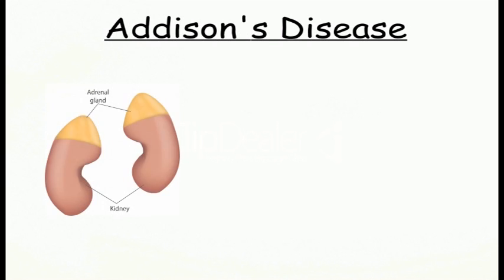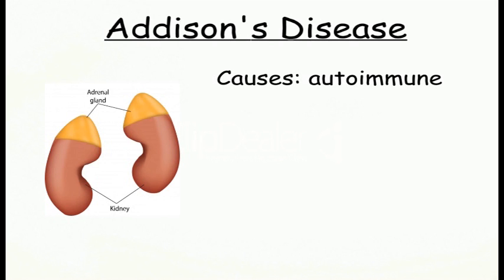Hello class. Today we will be talking about Addison's disease. This disease is characterized by an underproduction of steroid hormones in the adrenal cortex, which is primarily caused by an autoimmune disorder but can also be caused by tuberculosis and metastatic cancer.